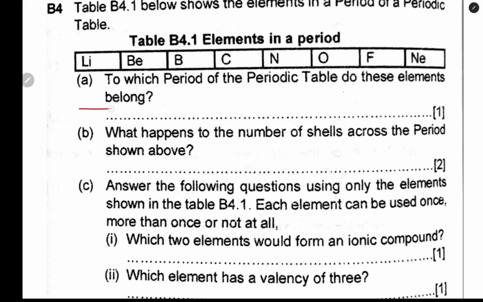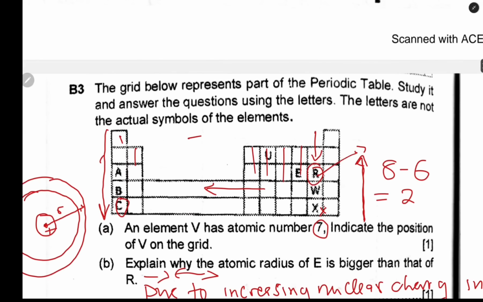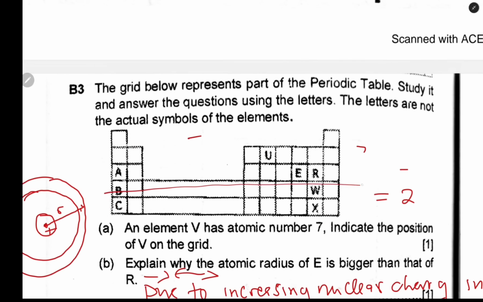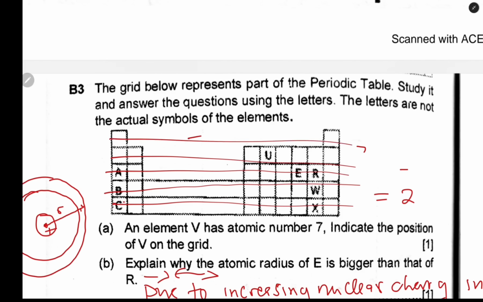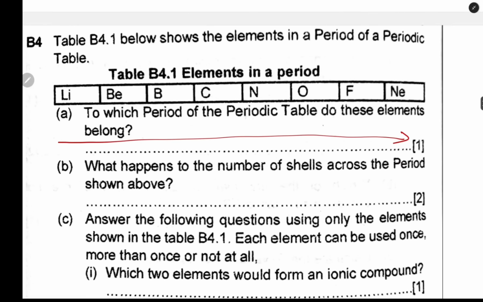Okay, so from the left to the right, like for example, this grid that we have here, from this side to this side, these are periods. I guess you know what a period is and what a group is. So those are the periods. So here, to which period does this one belong?